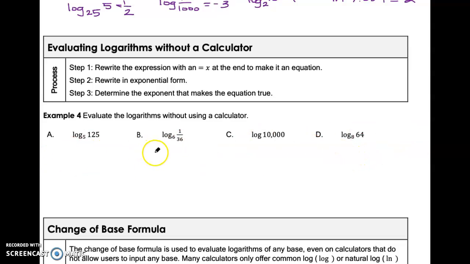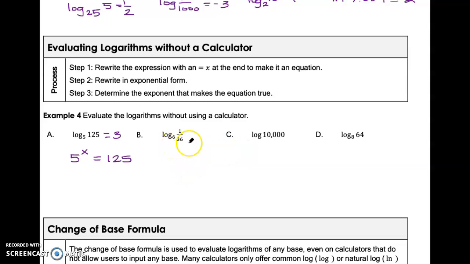So for part A, we have a base of 5 raised to some number is going to equal 125. When I see an expression like this, you can rewrite it, or you can just ask yourself in your head, what would be the exponent that when I raise it to that power is going to give me 125? So for this example, 5 to the 3rd power is going to equal 125. So our answer is just the 3, because again, we're solving for an exponent.